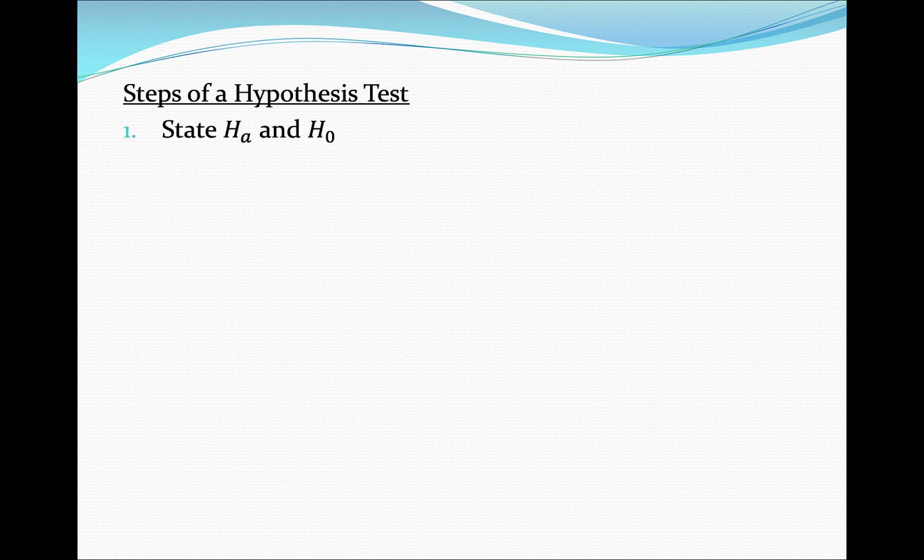So the first step is essentially to state your hypotheses. So these are what we've been talking about. Always start with HA. HA is what you want to prove. It does not include equality. H0 contradicts what you want to prove. Equality is always involved in H0.